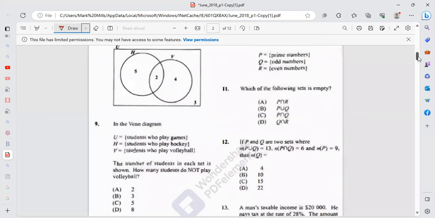Number 9, you students who play games, 8 students who play hockey, V students who play volleyball. The number of students in each class shown. How many students do not play volleyball? So let's check it out. How many students do not play volleyball here?